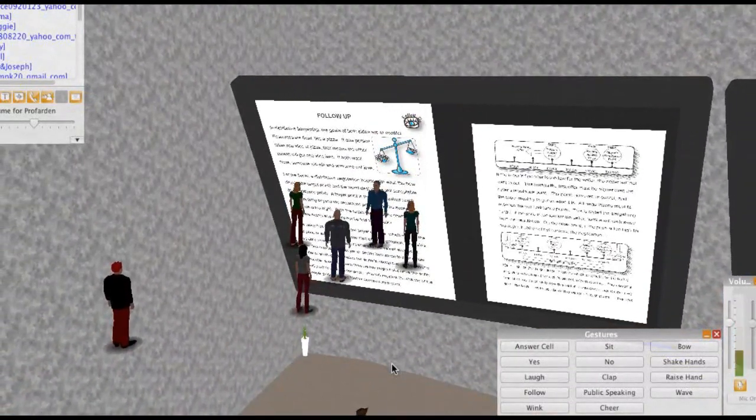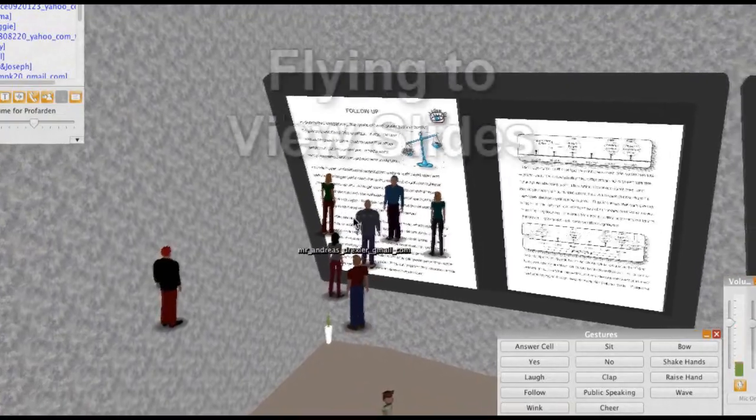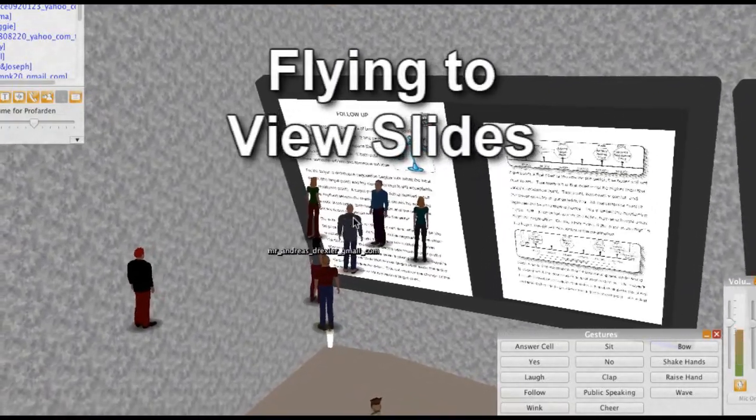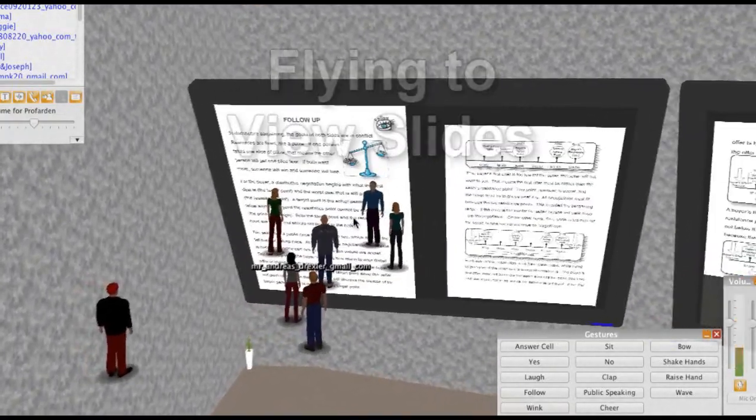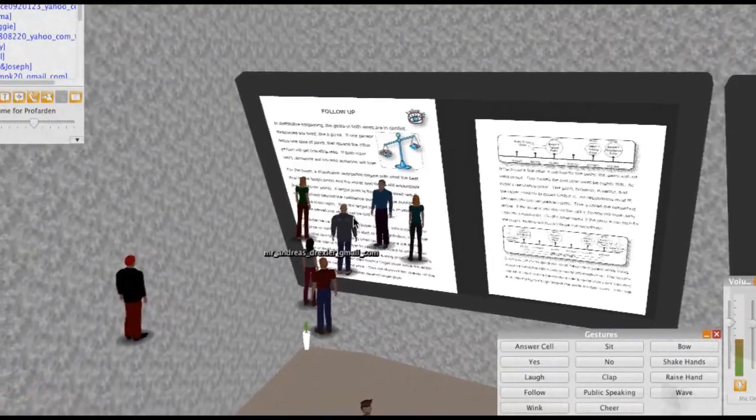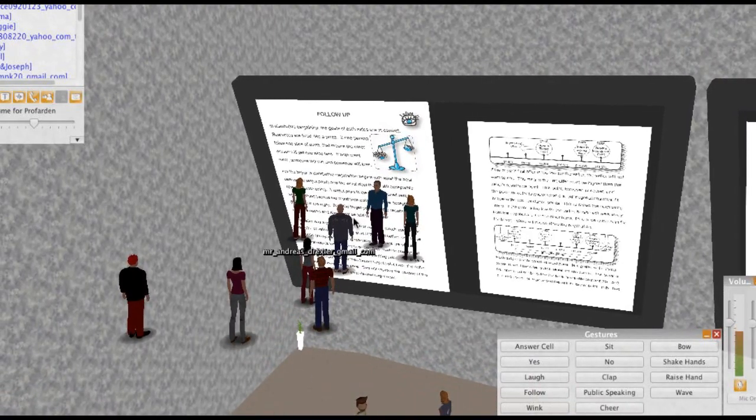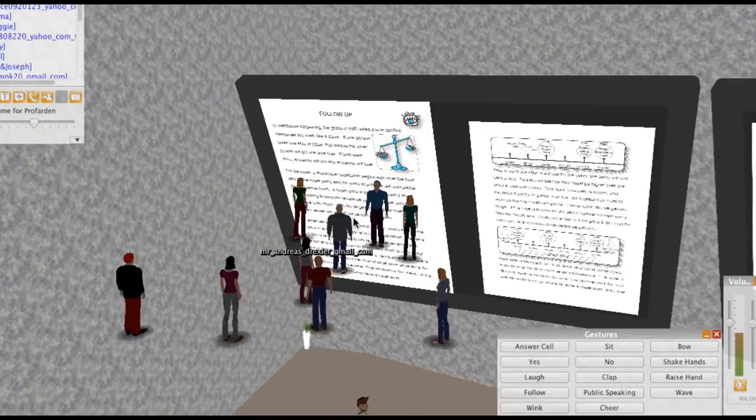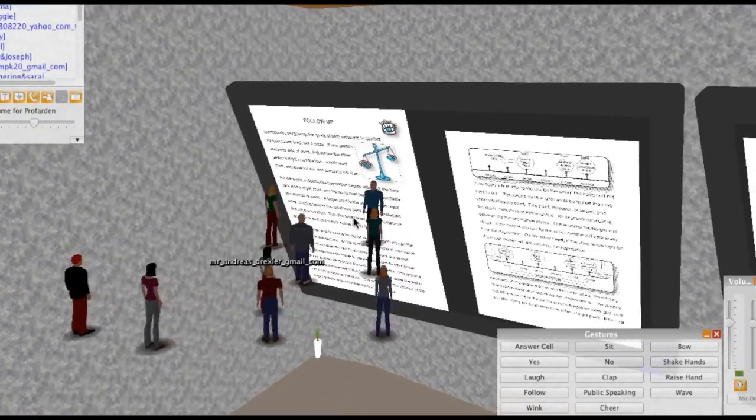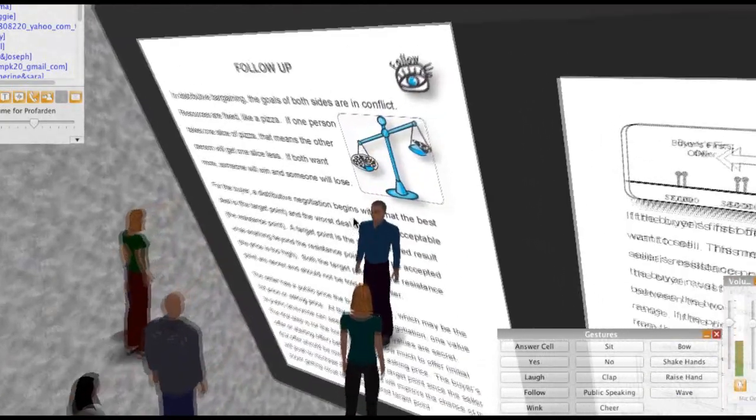Now, the first picture I want to show you is this very simple picture here of the scale. This is what we call a scale, right? The balance. The balance is a very simple picture, but it does have a point. The point is, in a distributive bargaining situation, one side gets something, the other side loses something, just like this scale here. If you get more, then one side weighs more, the other side weighs less.